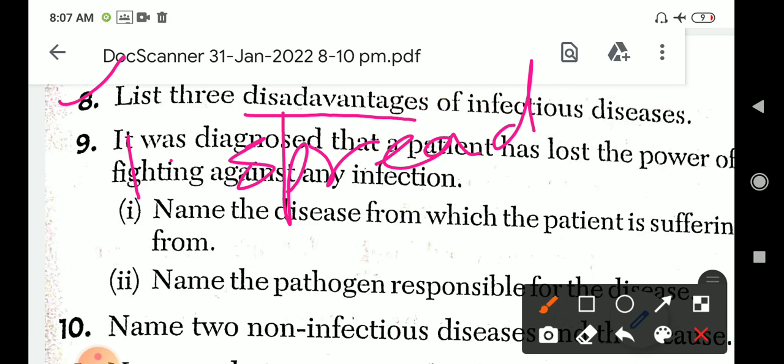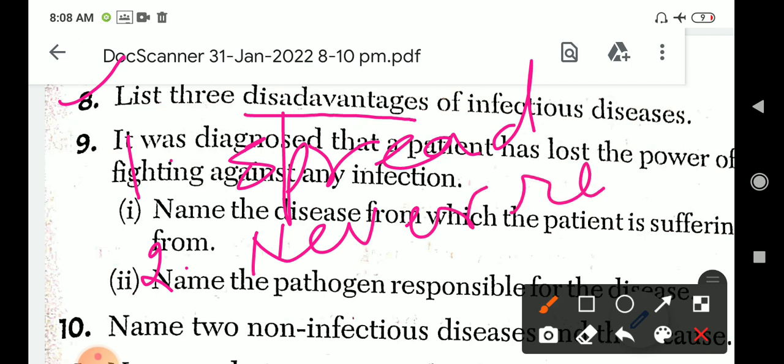Then the second thing is that once someone has a disease, his body functions are damaged and he may never recover completely, right? Most of the time he may recover, but it may also happen that he never recovers completely. So never recovering is also one chance, it can also happen.